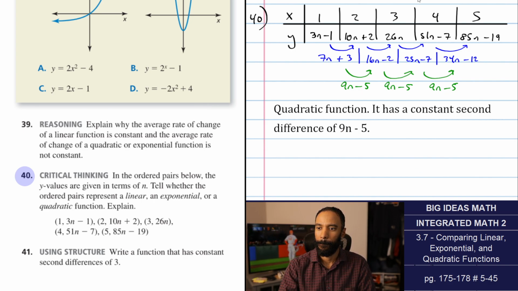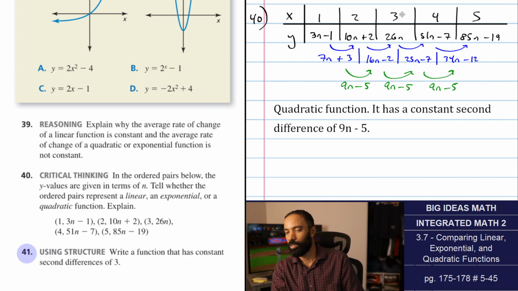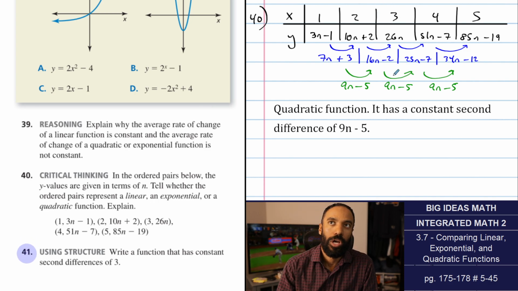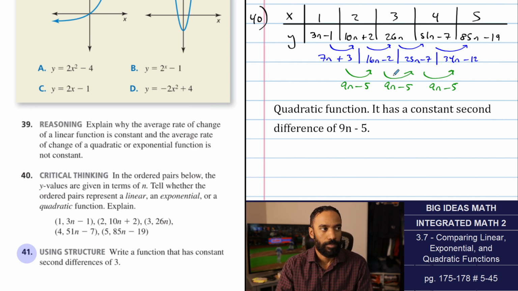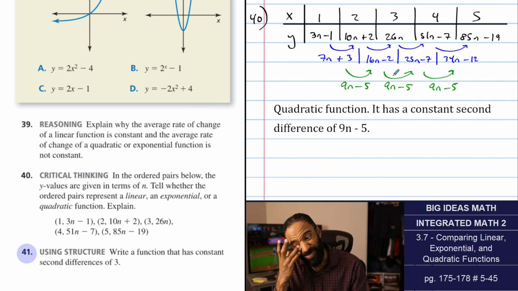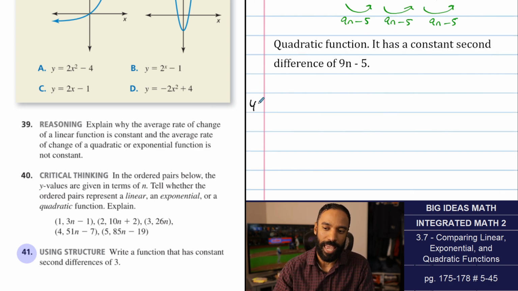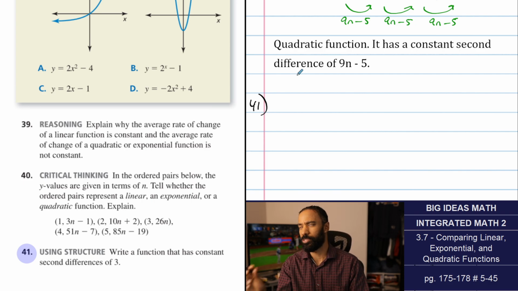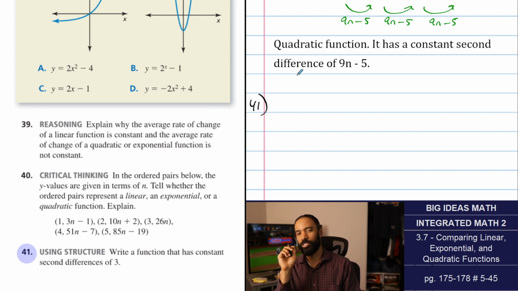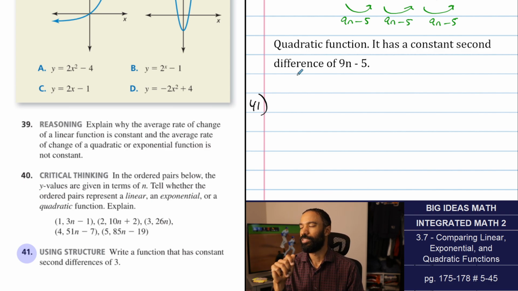There you go. All right, number 41, using structure. Write a function that has constant second differences of 3. So we've seen, I might have to write some out again because I don't want to find the examples that we've done, because I forget if they were in the examples in the lecture portion or what else. We've seen ones with a constant second difference of 2. We've seen it with 8. I think we've seen it with 4.